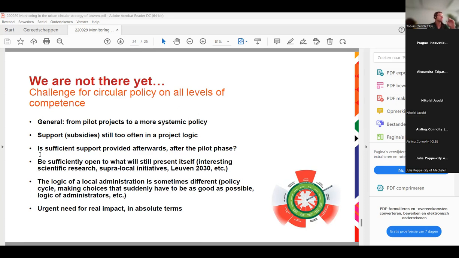And this is something that is useful to see, that there is a different logic and a different time cycle for people working in the city government and people working in the university. The policy cycles do not always match. In the city government, you need to take a decision, and the time to work it out is not always the same as the time in which research is done. But the conclusion is, of course, and this is what is pressing on us all, we have an urgent need for real impact in absolute terms.